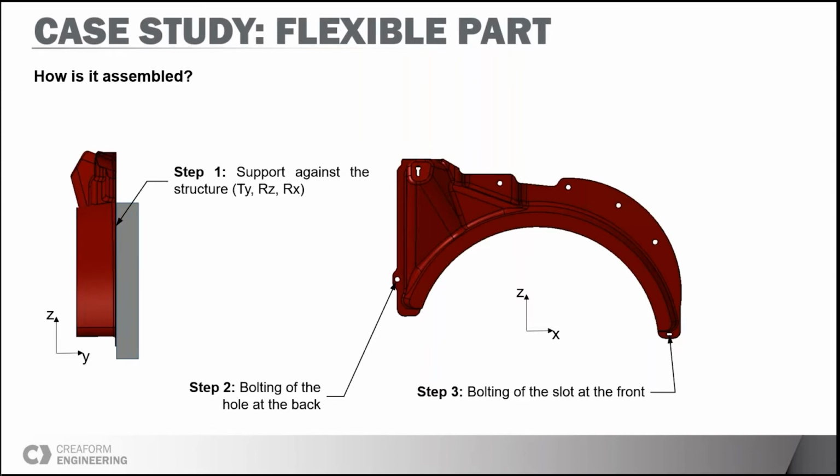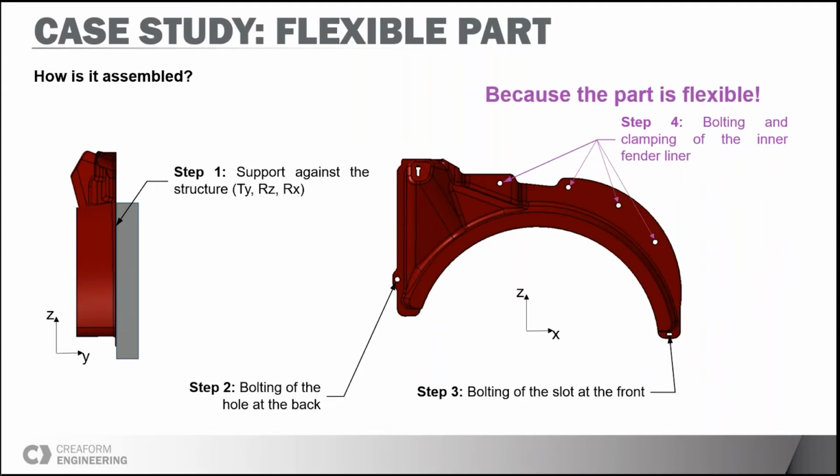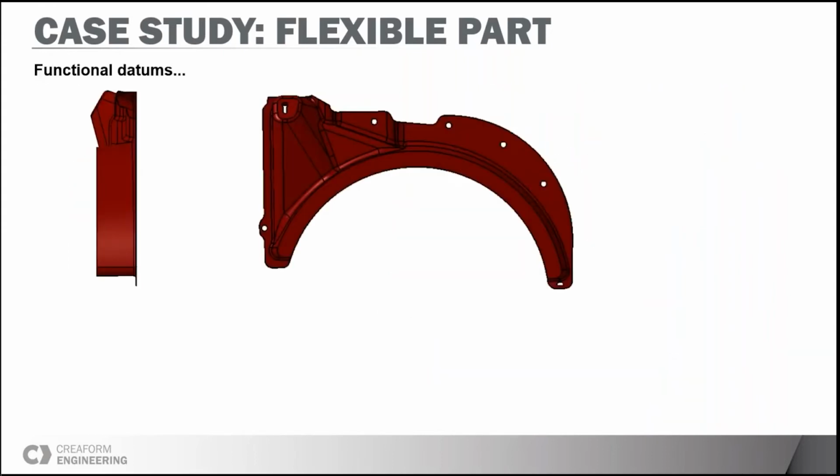But in the case of this part, we must specify one last step, which is the bolting and clamping of the inner fender liner. The part will deform under that new constraint, meaning that the geometry of the part will change. Because of that, it is important to consider this in our assembly sequence. So using GD&T and datum, how would that look? Well, we would first have our datum plane A. Then the hole at the back is our datum B, and the width of the slot would constitute our datum C.